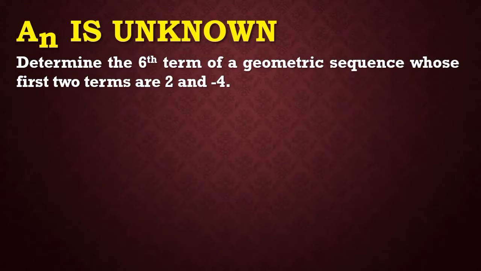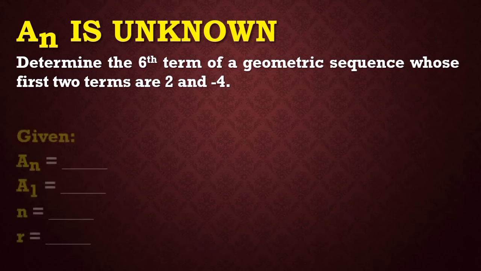Determine the sixth term of a geometric sequence whose first two terms are 2 and -4. As you can see, hindi po given yung common ratio. So, paano yun kung hindi given yung common ratio? Masosolve ba natin yung given sequence? Kung hindi talaga siya given, maaring given naman yung dalawang terms. So, kapag dalawang terms ang given, makukuha po natin yung common ratio.